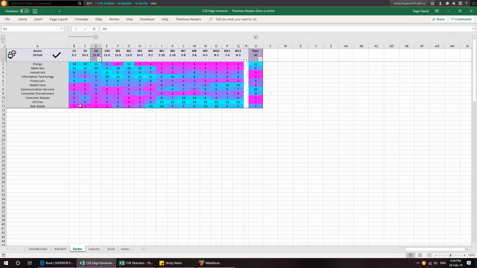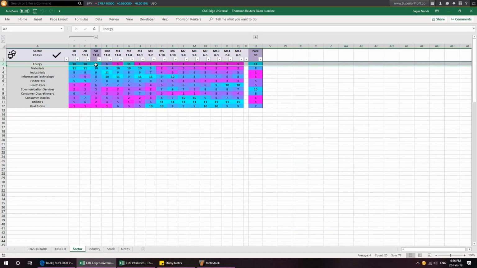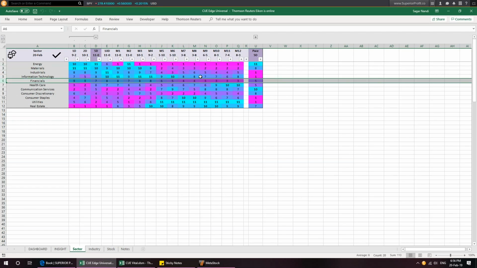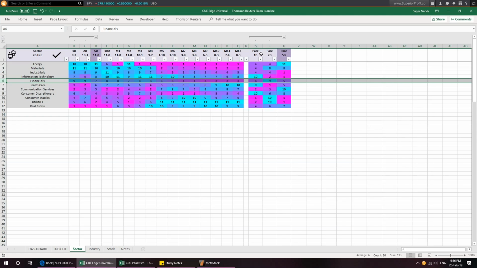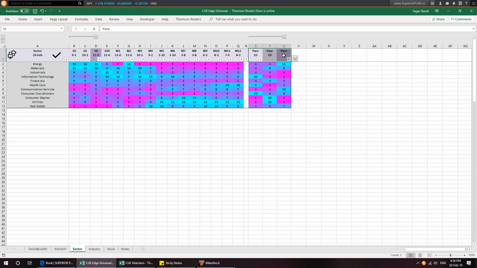So if you are doing top-down analysis, you could go to the sector tab, that shows us the heat map and scorecard. You can double click on any column to sort by that. Cyan is strong. So instantly you know energy is the strongest over 5 days and pretty strong over 2 days and today also over 1 day. Materials is the second strongest right now. What about financials? If I open the pace column, which shows acceleration, these 3 pace columns show acceleration over 5 days, 2 days, and 1 day periods.